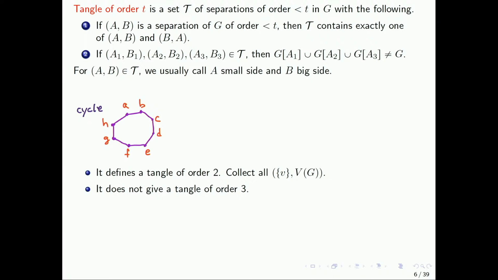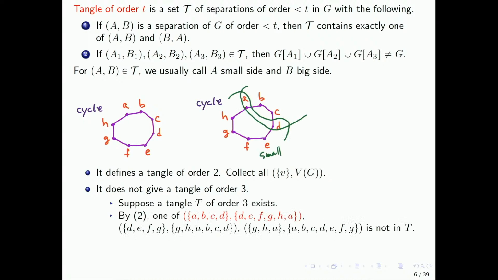With a simple example, if you think about the cycle, then you can easily define a tangle of order 2 for the cycle. For a tangle of order 2, you have to consider all separations of order less than 2, right? So the separations should have order 1. Because it's 2-connected, all possible such separations are one vertex and the whole vertex set. You just collect all possible pairs of one vertex and the whole vertex set, and that gives a tangle, right? Any three separations do not form the whole graph, right? But you can argue that it does not give a tangle of order 3.